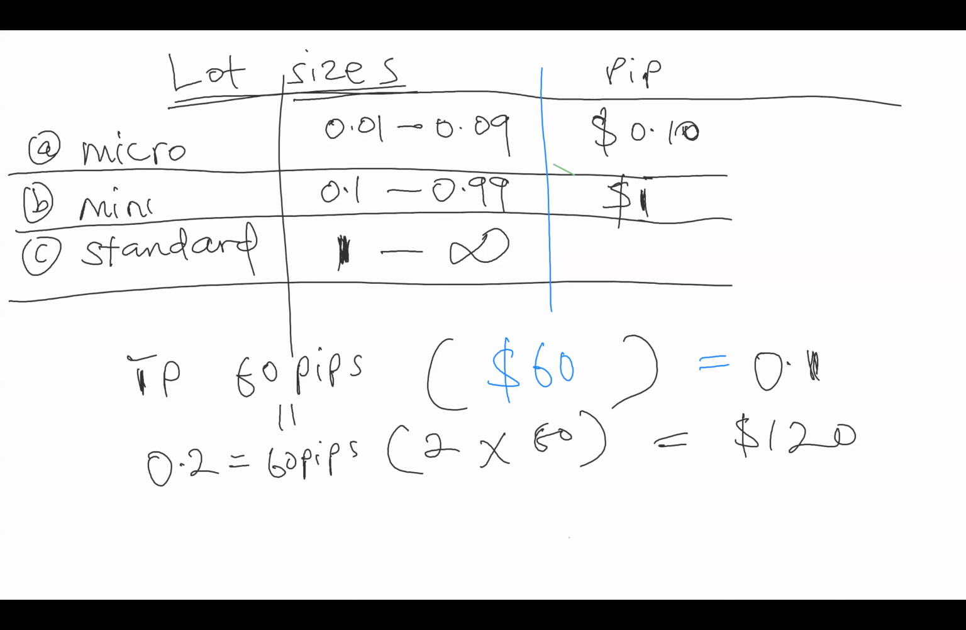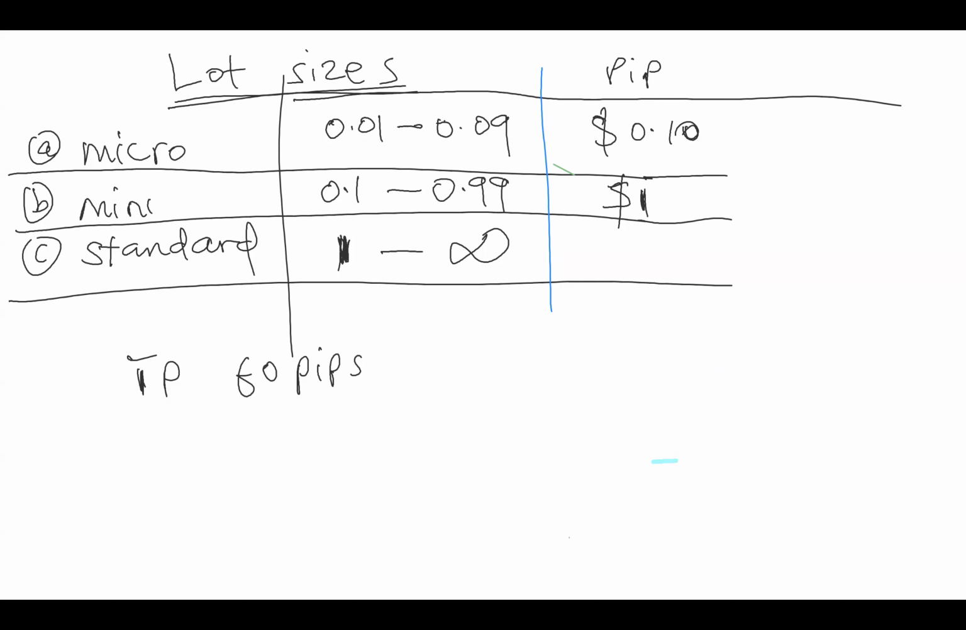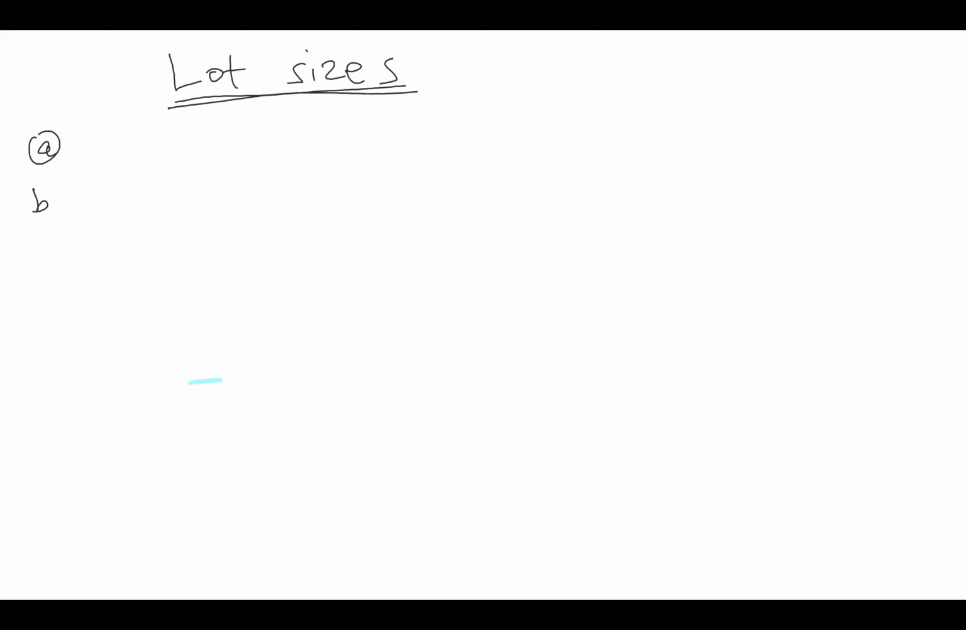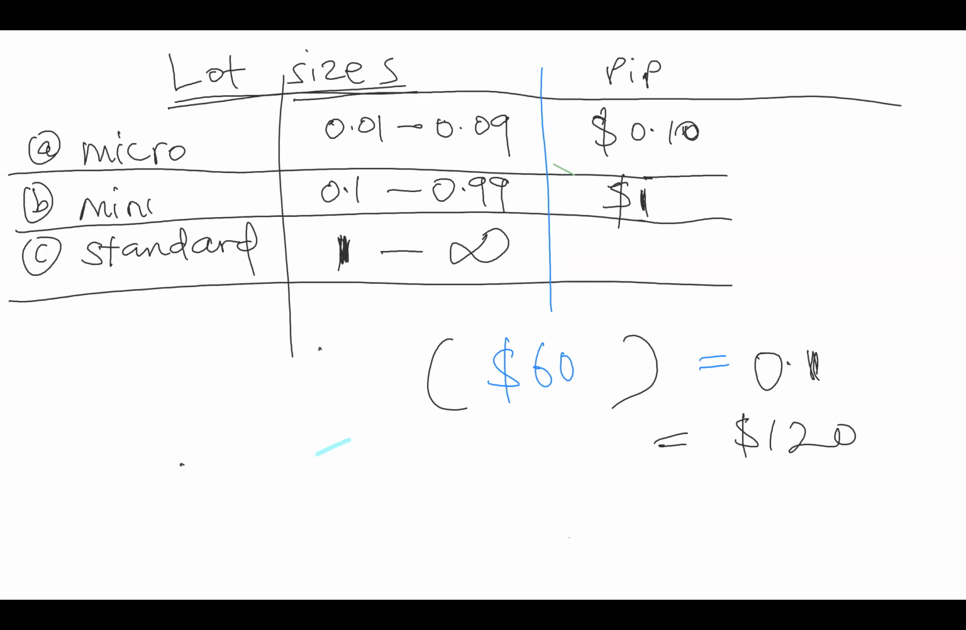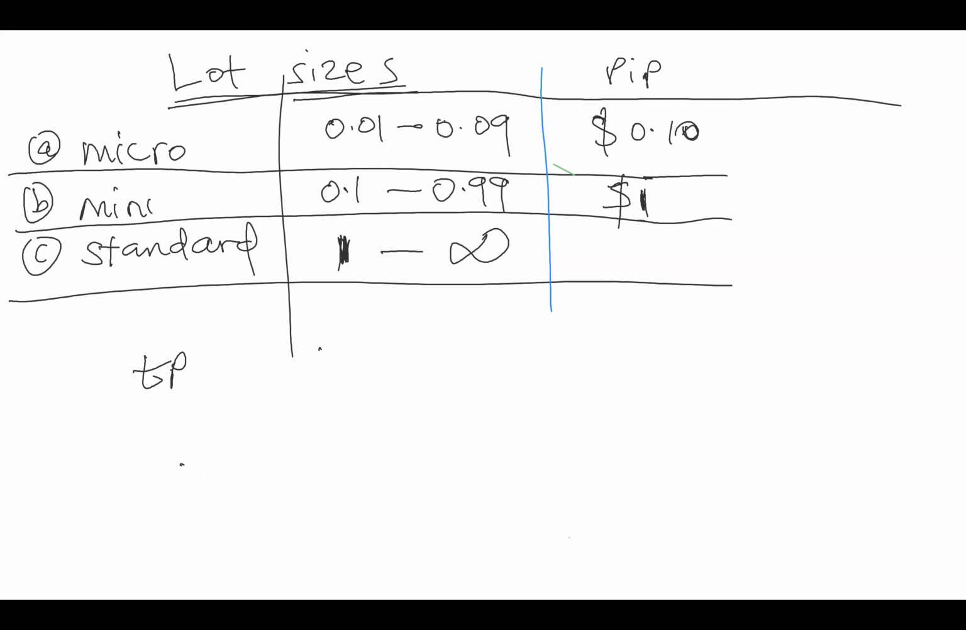It's not something that should confuse you. So now you need to understand that if I am to take a trade like this, a trade that has a TP of 100 pips and an SL of 50 pips.